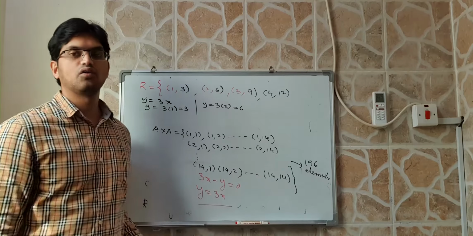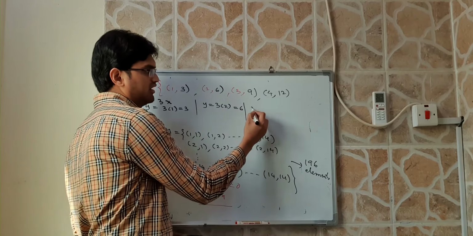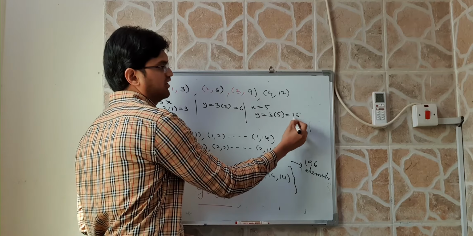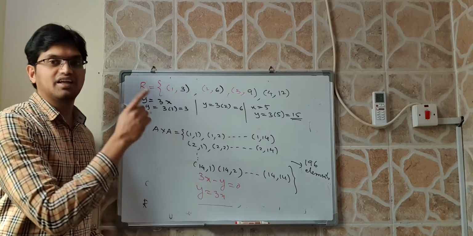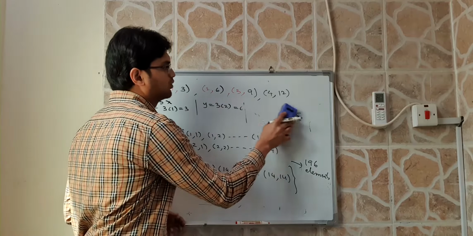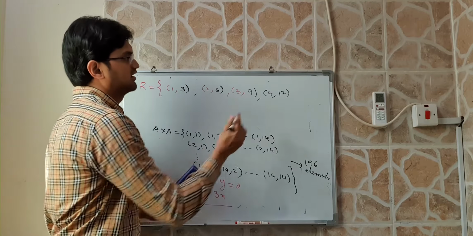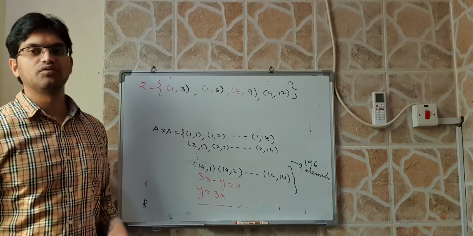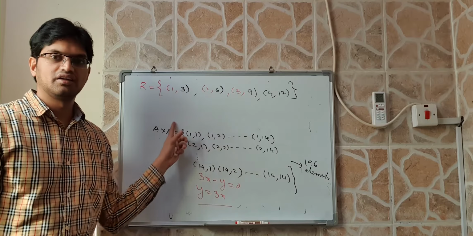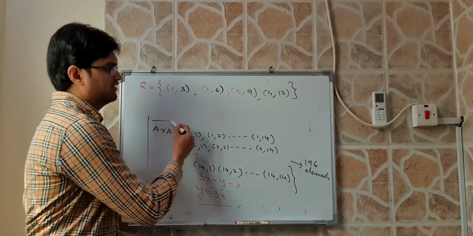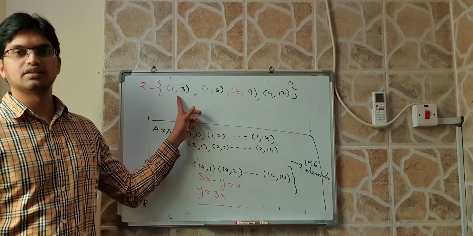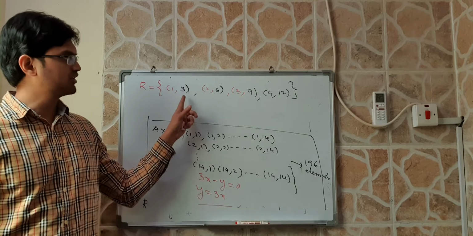Now let us look at when x is taken to be 5. If x is equal to 5, y is equal to 3 times 5, which is 15, which is not there in the set A. So I cannot select (5, 15). It is outside the set. So this is R, the relation which you got. You see, this is a subset of A cross A. This is your background; generally we don't do this in the exam, we can directly list it like this.